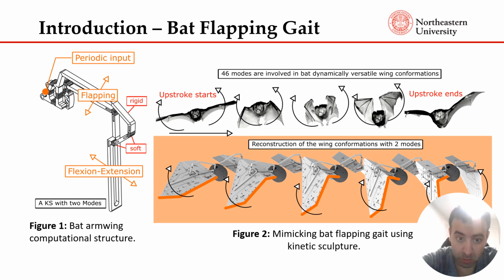The upstroke and downstroke are generated by the motion of the crank, which oscillates periodically according to a periodic input. When the crank oscillates periodically, it generates flapping motion of the wing using our computational structure.